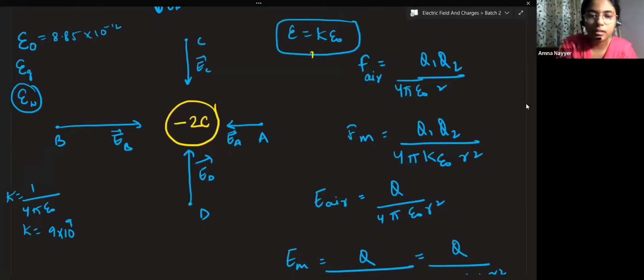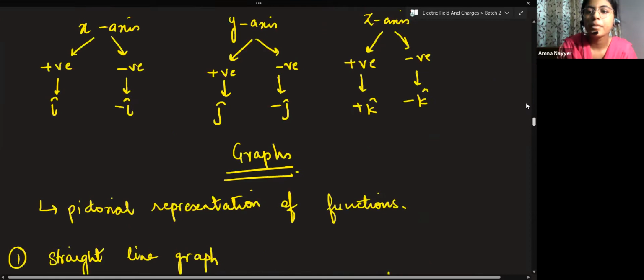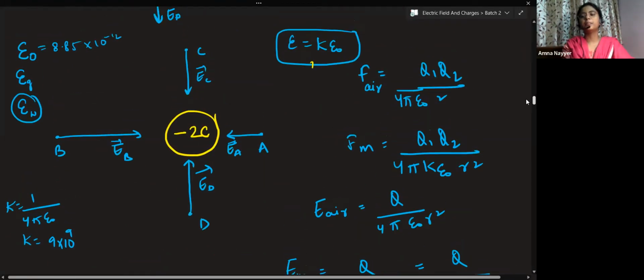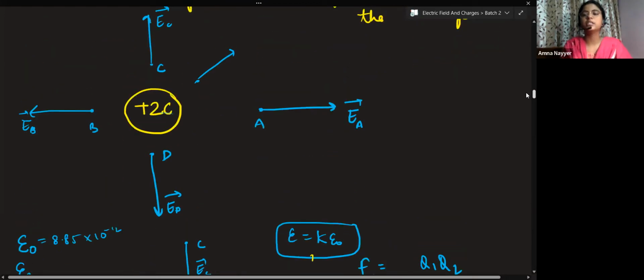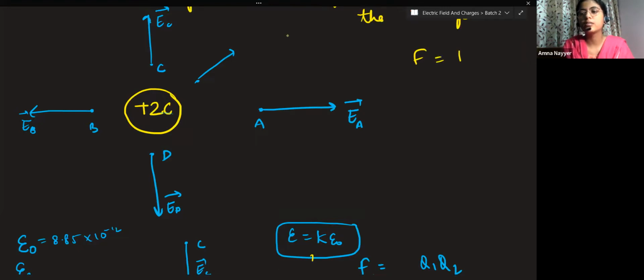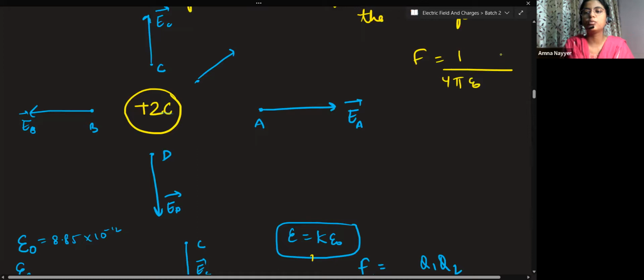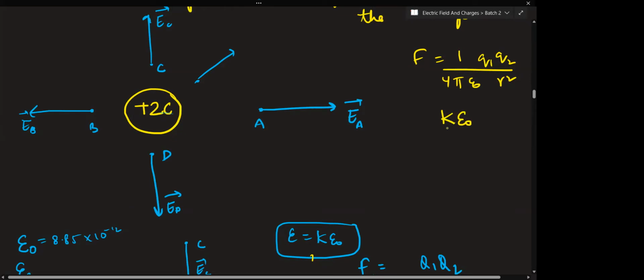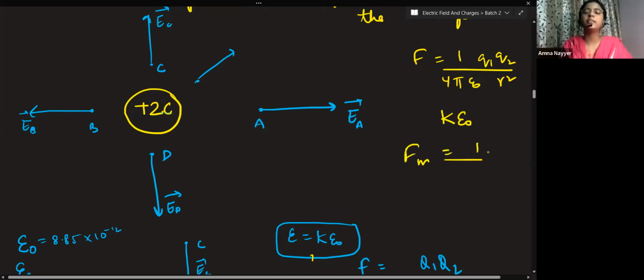One more thing you should remember is the relationship between air and a medium. When the medium was air, the force was equal to 1 over 4 pi epsilon naught, Q1 Q2 divided by R square. If you change the medium, it will have its certain dielectric value, so you just multiply it with K. So your force in a different medium becomes Q1 Q2 over 4 pi K times epsilon naught R square. This K is the dielectric constant. It will be different for all the media.